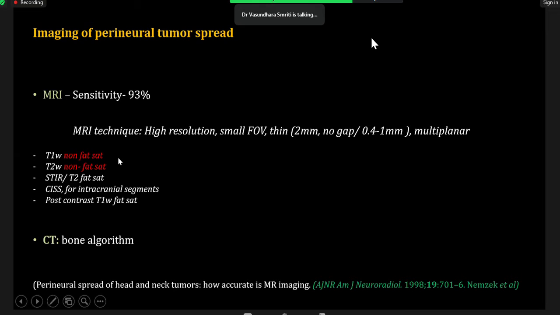So a thin T1 non-fat-set and a thin T2 non-fat-set are the best planes to see the small nerves. We want to pick up the pathology, so one STIR we will need, or a fat-set image. CISS is helpful only when we are looking at the intracranial segment when there is fluid around the nerve. So for the intracranial segment, we need a CISS, and we need a 3D post-contrast T1 fat-set, which should be thin and can be reconstructed in different planes. We do need a CT as a supplement, especially the bone algorithms.